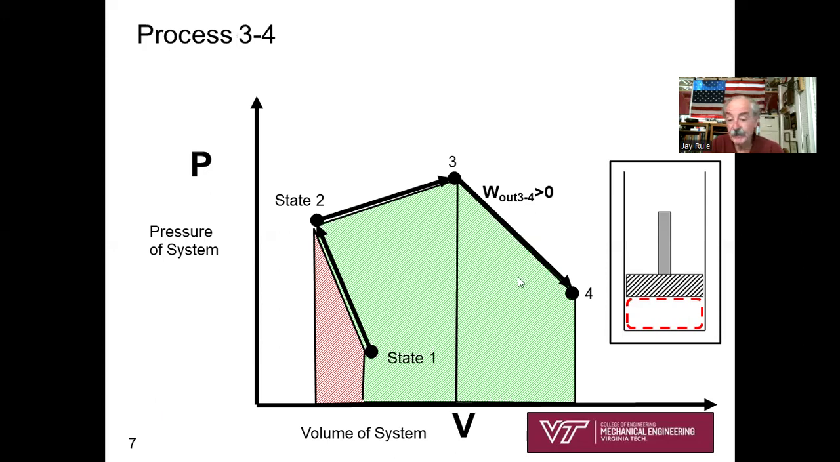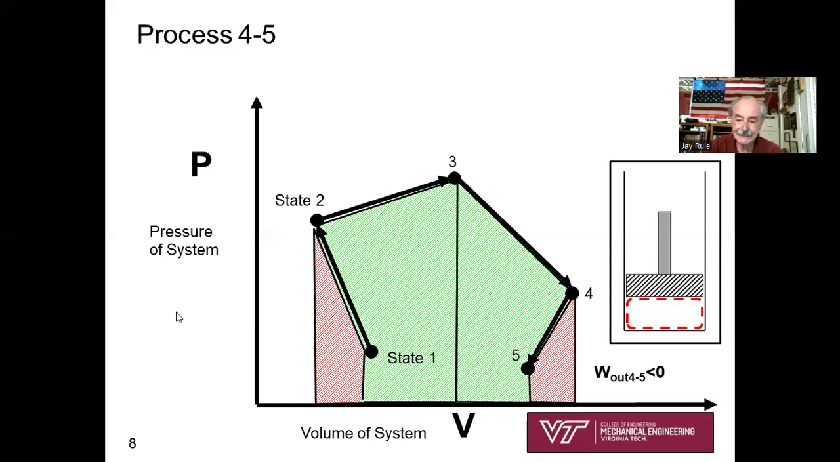Same drill. Wow, we've got more positive work out. That's good. If we're looking for work out, to say lift a weight, we're doing great. 3 to 4, wow, we've got positive, more green, integrating left to right, positive result, integral PDV. What does 4 to 5 look like? Well, 4 to 5 is going to be a negative amount of work because we're integrating right to left. And do you see that the red is overlapping the green from 3 to 4? Okay, that's going to be important to recognize.